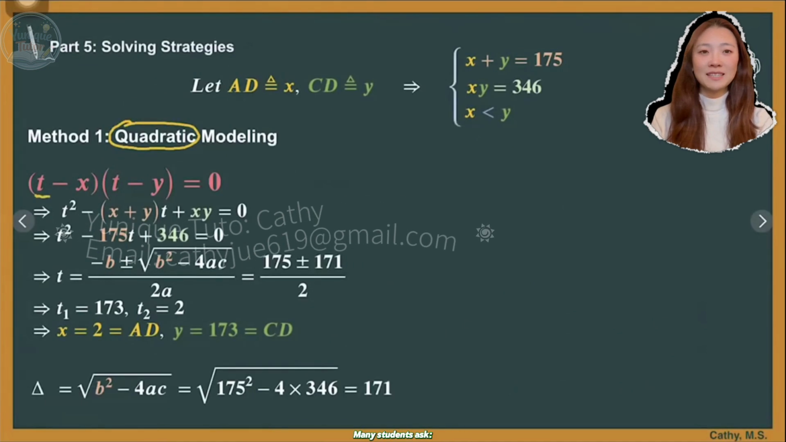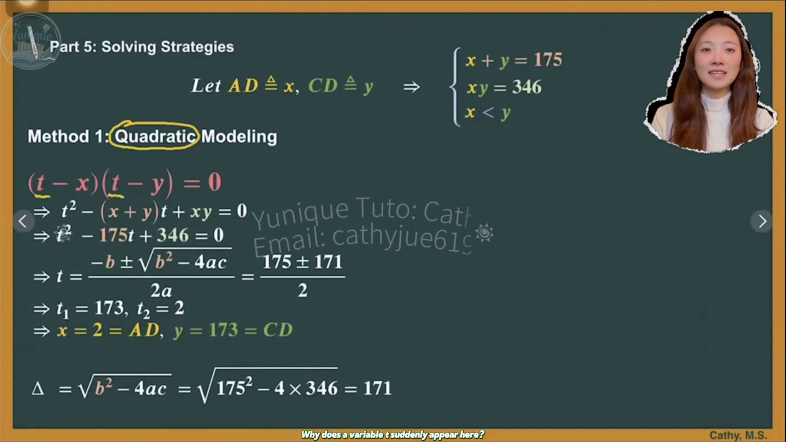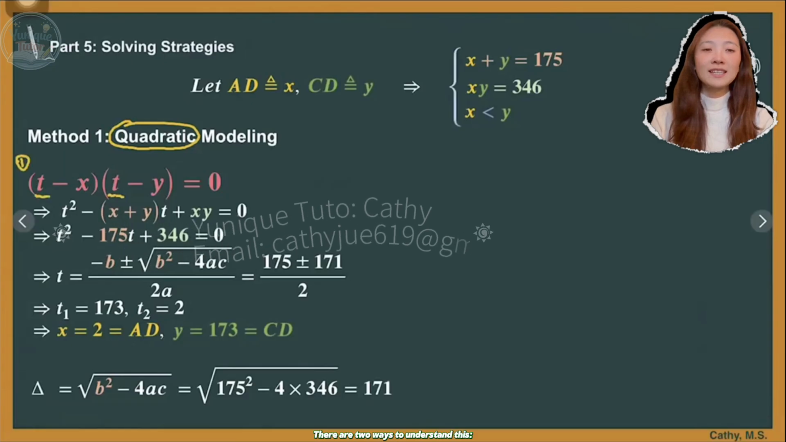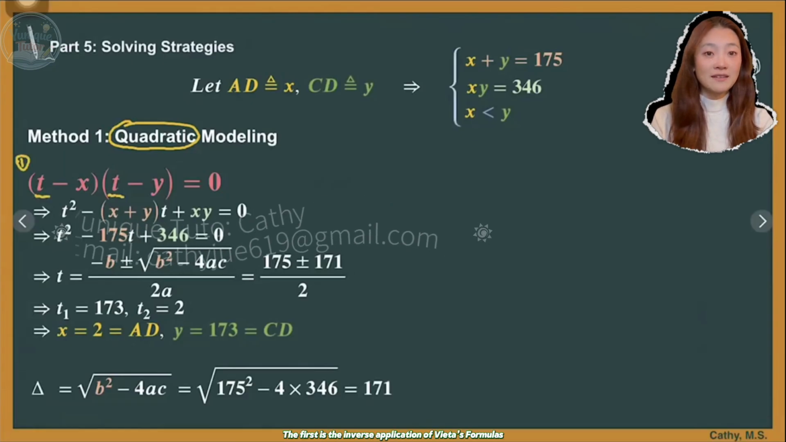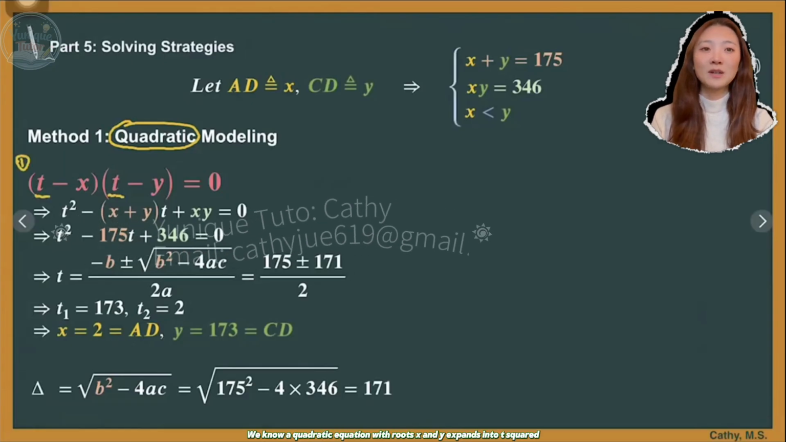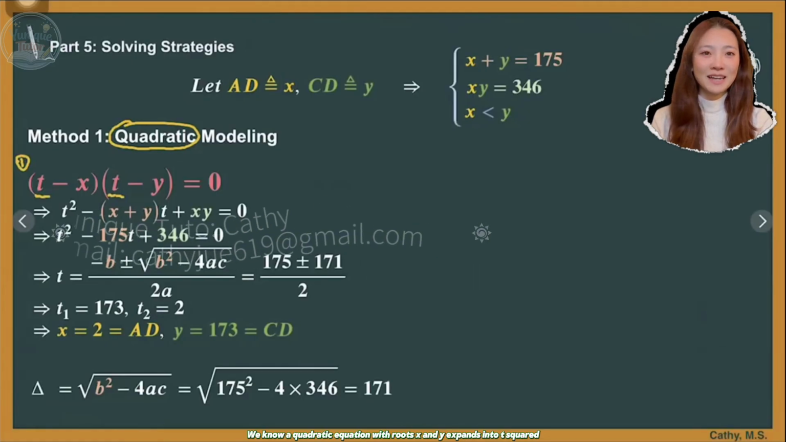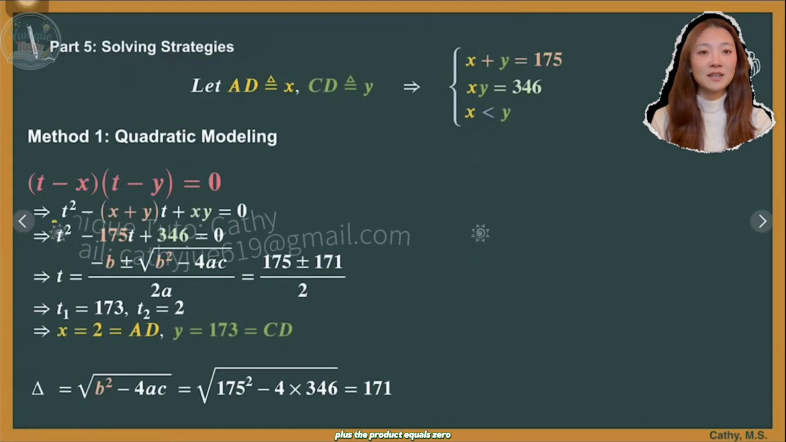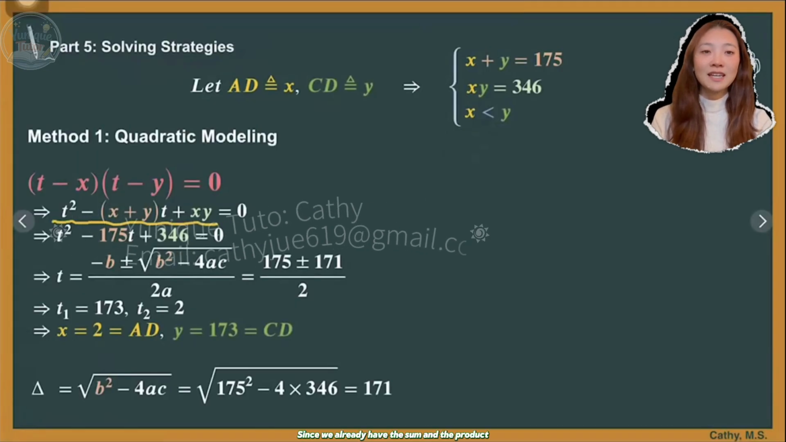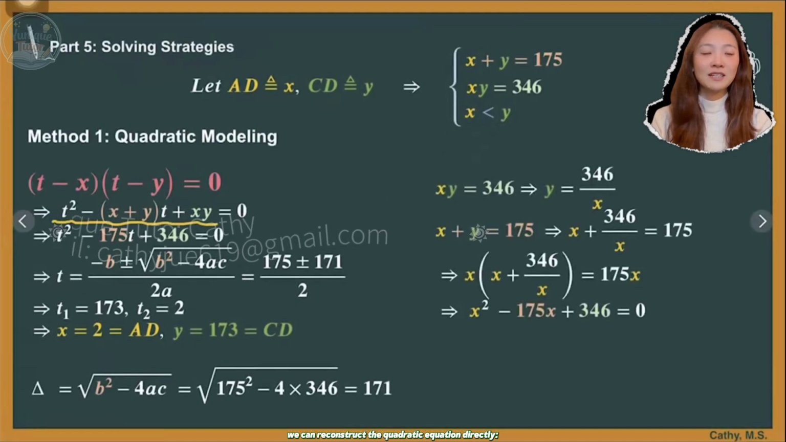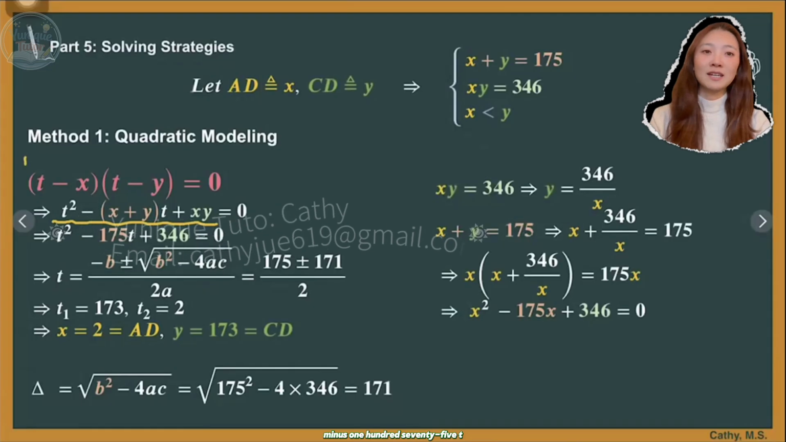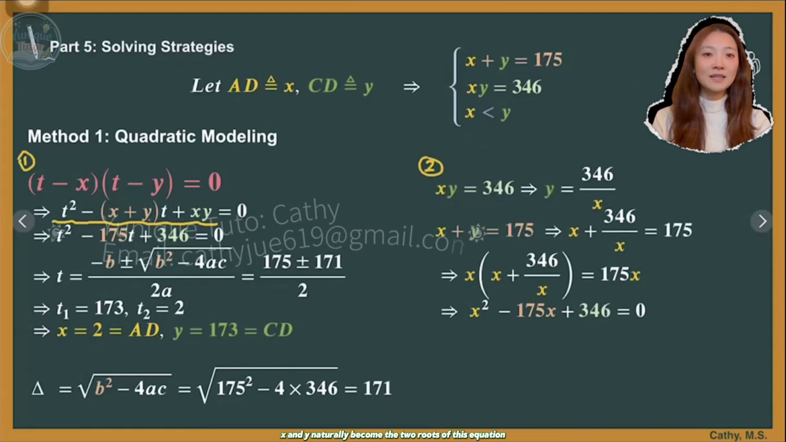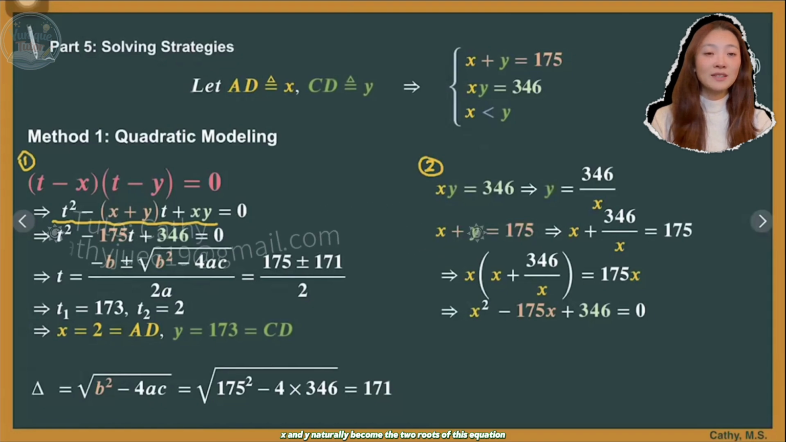Many students ask, why does a variable t suddenly appear here? Where does this equation come from? There are two ways to understand this. The first is the inverse application of Vieta's formulas. We know a quadratic equation with roots x and y expands into t squared, minus the sum times t, plus the product equals 0. Since we already have the sum and the product, we can reconstruct the quadratic equation directly: t squared minus 175t plus 346 equals 0. Here x and y naturally become the two roots of this equation.